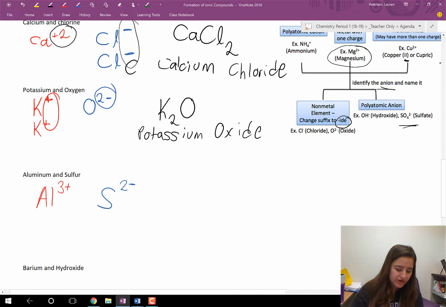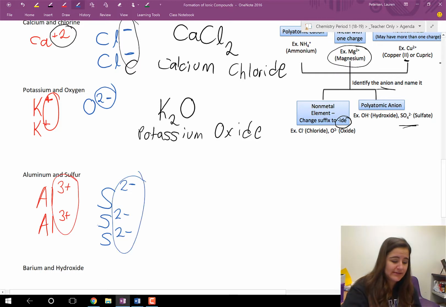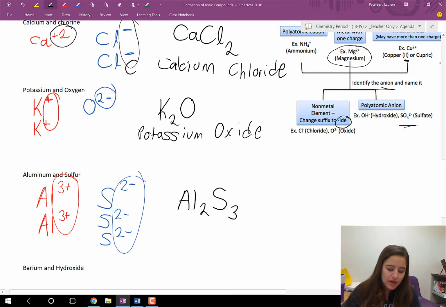If I add another sulfur, okay, I'm going to need a total of 6 positive and 6 negative charge, aka it's like the least common multiple in math class. But that's the only way to get it, so you have a +6 and a -6, okay, so that those charges are balanced out. So the formula is Al2S3, and we would call it aluminum sulfide.